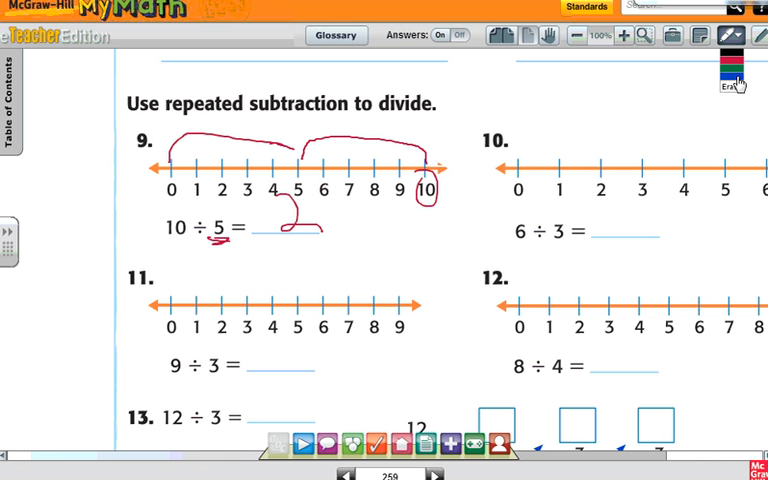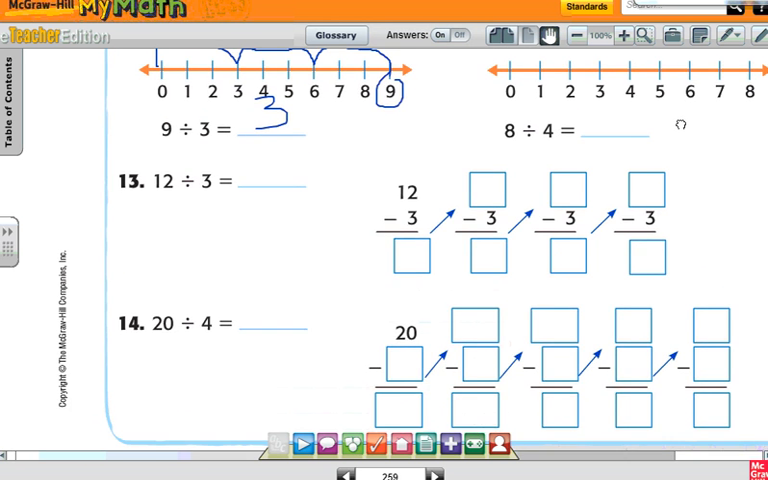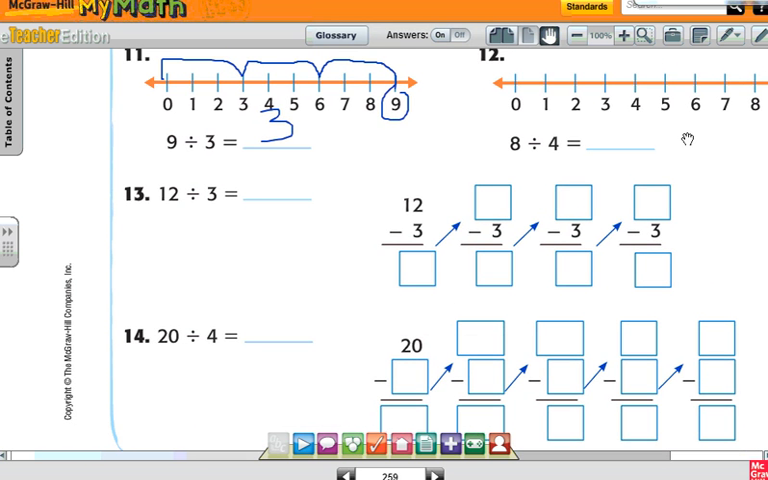And look at 11. 9 divided by 3. I start with 9, and I go backwards 3 times. 1, 2, 3. How many times did I move? 3 times. So 9 divided by 3 would be 3. And then let's do the repeated subtraction. So same thing here.